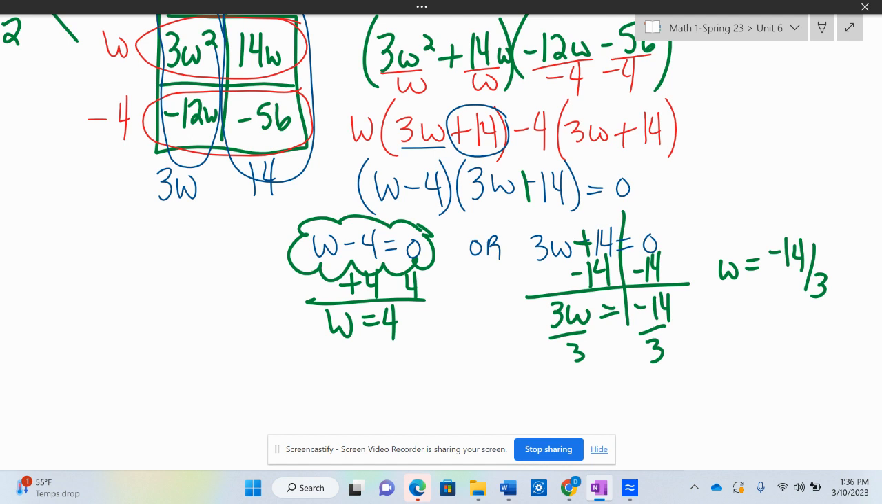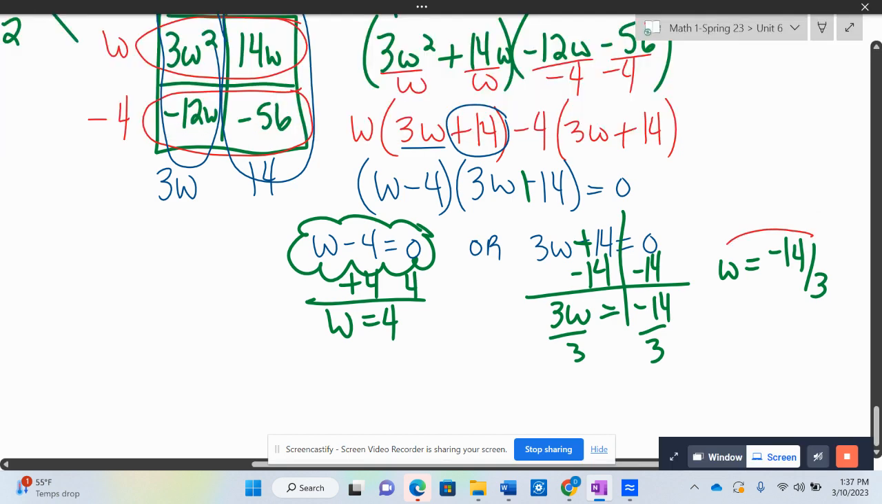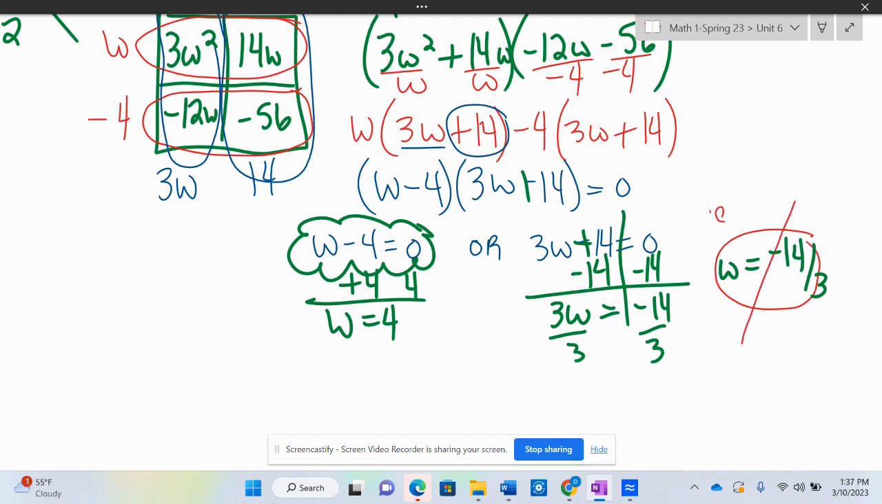So here is the pickle. How many times have you looked at a rectangle and noticed that it had a negative side measure? Never, because that would mean it's stuck in a black hole, right? It's not possible. So of these two answers that you have here, this one just doesn't work. It doesn't work in the real world. We call it extraneous, but it just doesn't work. Why? Because you cannot have a negative measure when we're talking about the actual real life measure of a side.